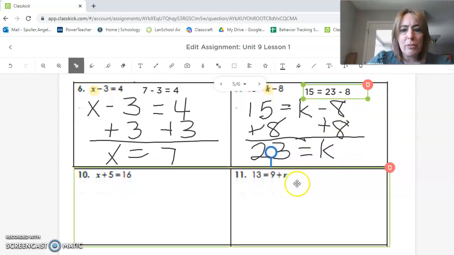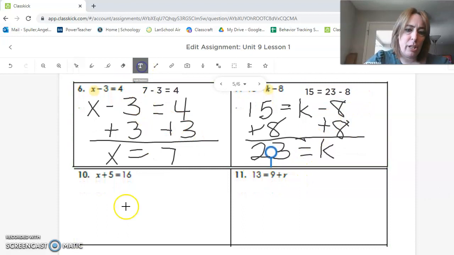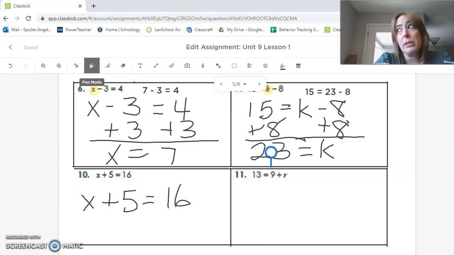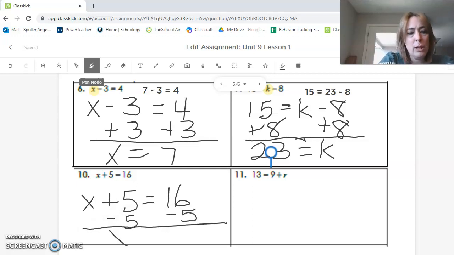All right, here we have some different ones. We have some addition. So I'm going to do the same thing here. I'm going to say x plus 5 equals 16. Now remember, the opposite of addition is subtraction. So subtracting 5, and that equals, I had 5, but I gave it away. I have 16, and I take 5 away, and I get x is equal to 11.